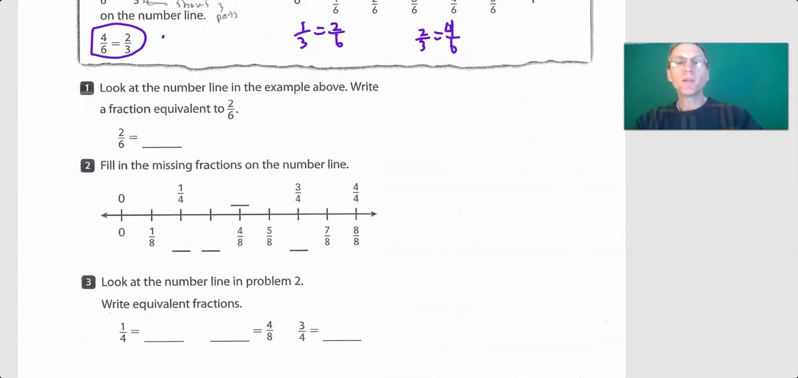So it says, look at the number line, write the fraction equivalent to 2/3, or 2/6, when we just did, that's 1/3. Number 2 is the same thing, fill in the missing fractions on the number line. So here you've got the 0, and this is where you have the whole. This would be like from here to here is the whole Twizzler, right? And here you've got one piece, that's 1/8. Another little piece here would be 2/8.